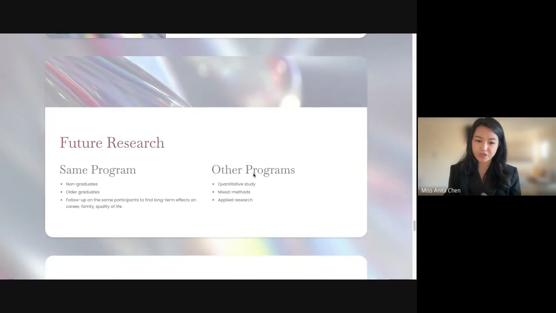As for future research, I recommend that if we're looking at the same program, we could run the same study, but with non-graduates or older graduates. And furthermore, we could follow up on these 10 participants to find the long-term effects on their career, family, and quality of life. As for other programs, we could review this program again, but through a quantitative study, mixed method study, or applied research.